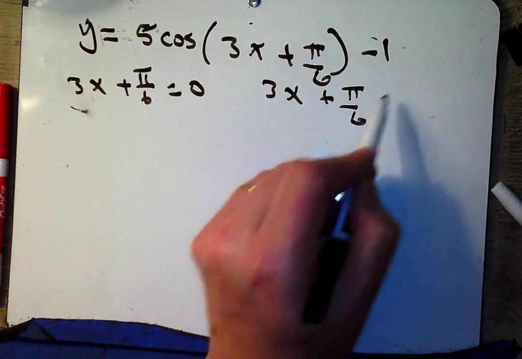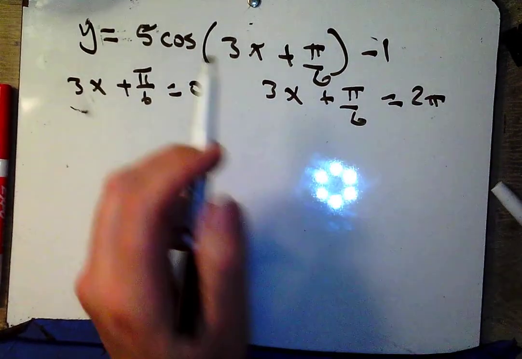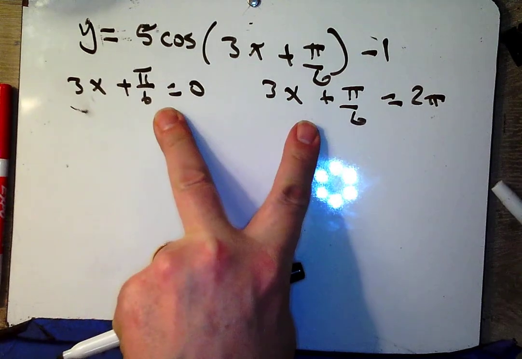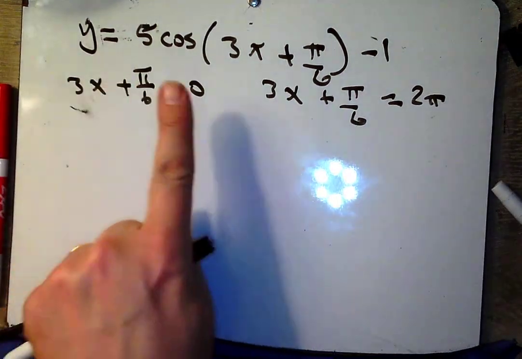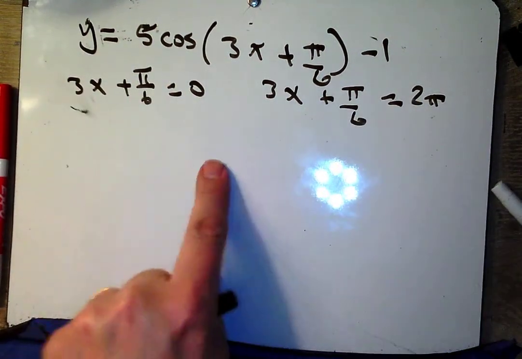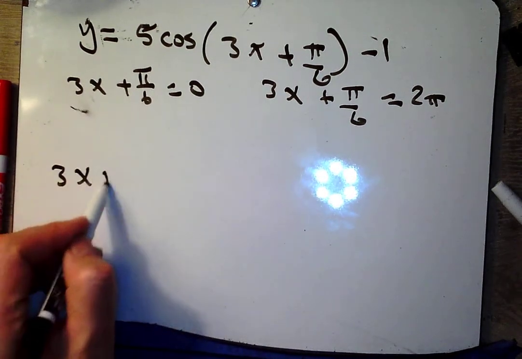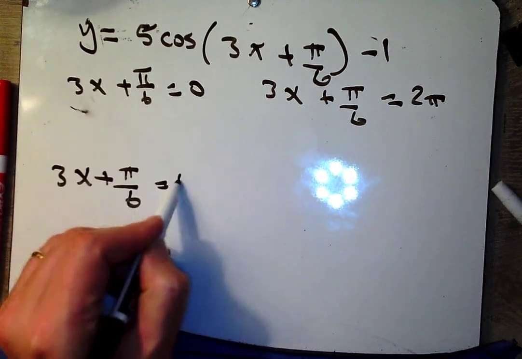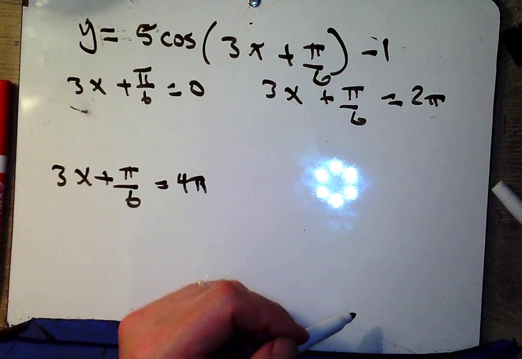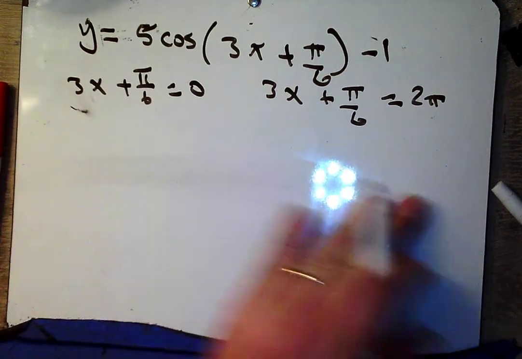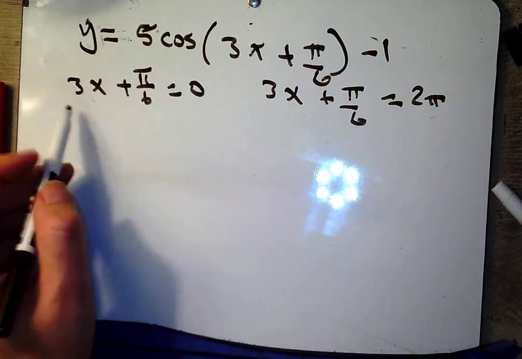and 3x plus pi over 6 equals 2 pi. Remember, this is for one period. If I need two periods, I'm going to have this, and this, and the third one, 4 pi. Okay? All right, but I'm only asking for one period.